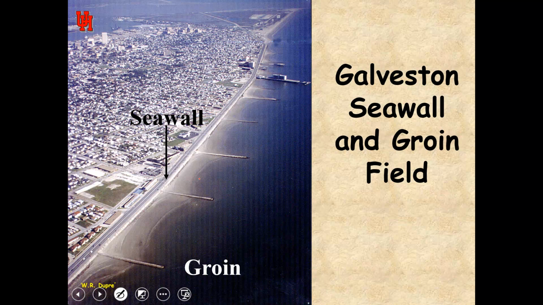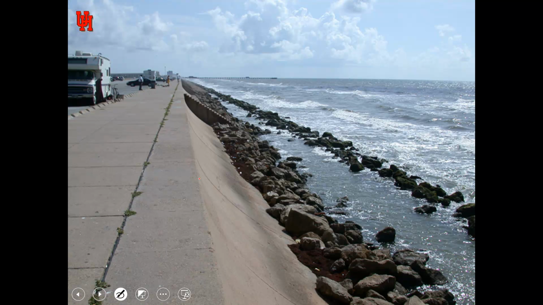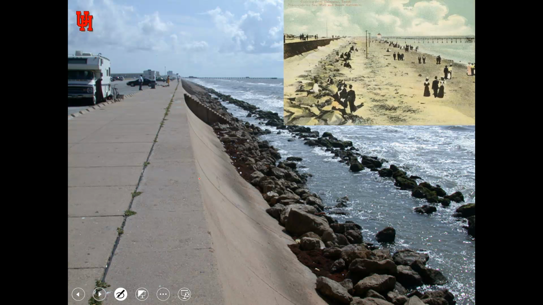They put groins in the 1930s to try to trap the sediment, but there's no sediment to trap. So the seawall was basically an area of protected land, but no beach. All of that sediment that was there, pretty much most of it was lost in the 1915 storm, and what was left was removed in storms after that.